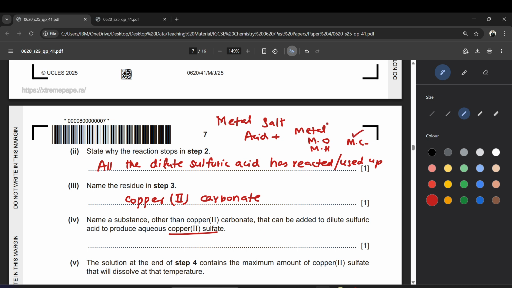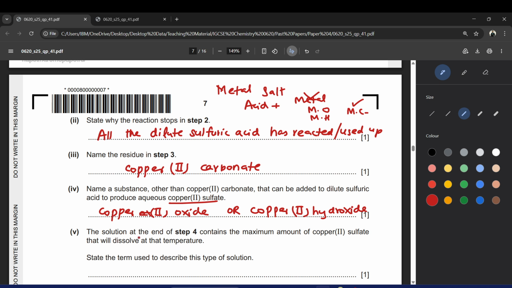Now metal carbonate is already done. In this case, metal, that means copper, because copper is less reactive, it cannot react with the acid. So therefore this one is out. The only two options left are metal oxide and metal hydroxide. So I can say that the other alternative could be copper oxide, or the second one could be copper hydroxide. Both of them are correct answers. But remember, you must give only one because they've asked you to give one, so just give one.